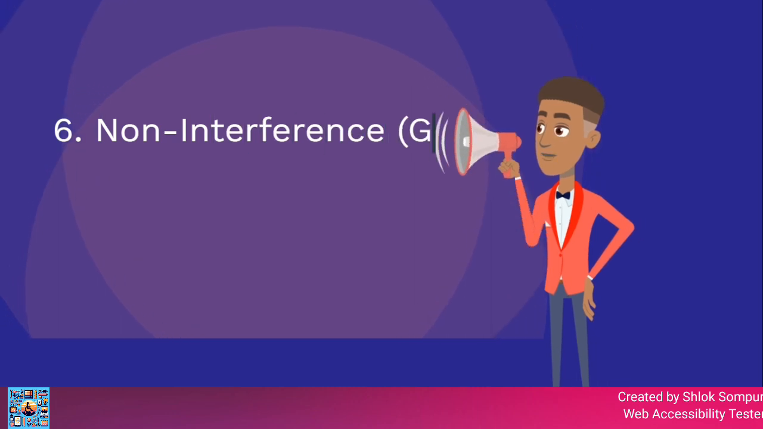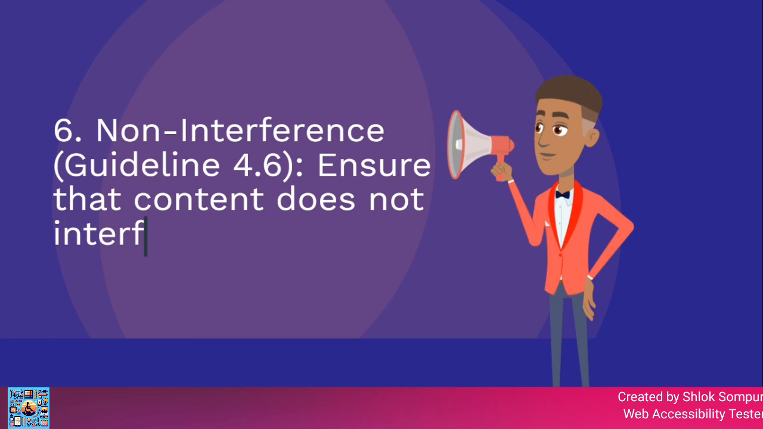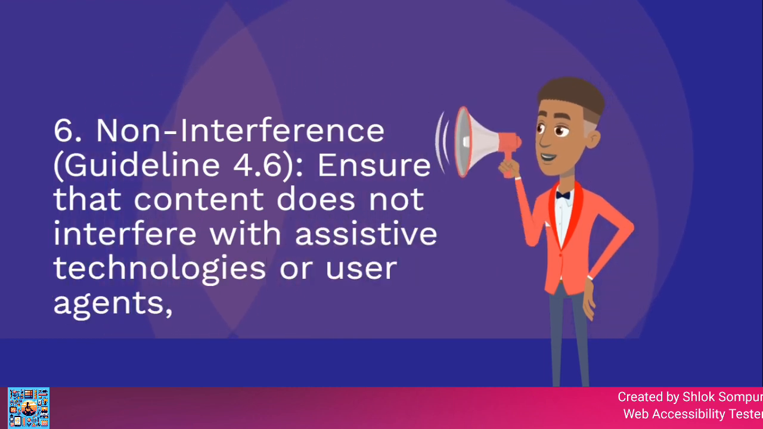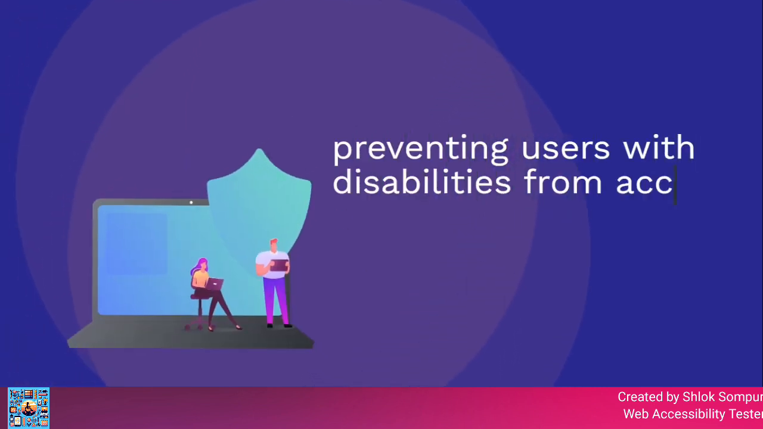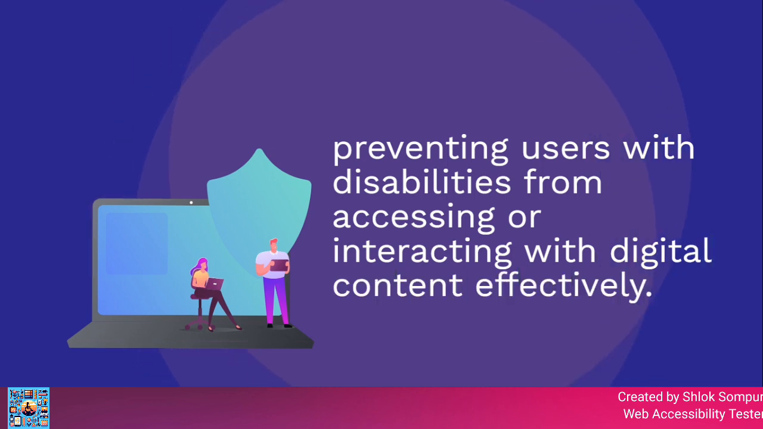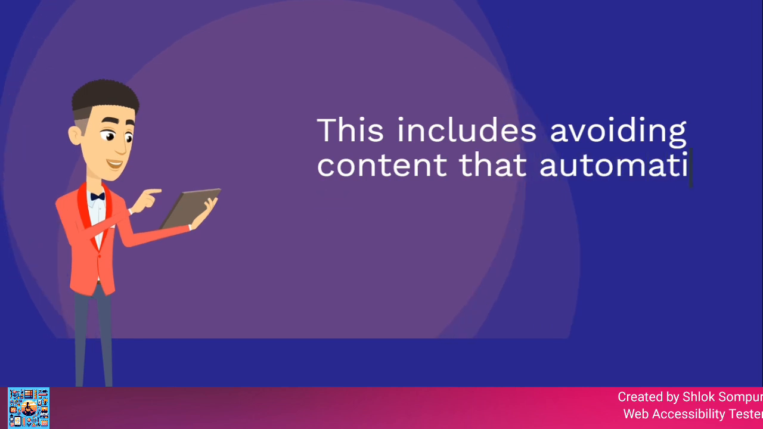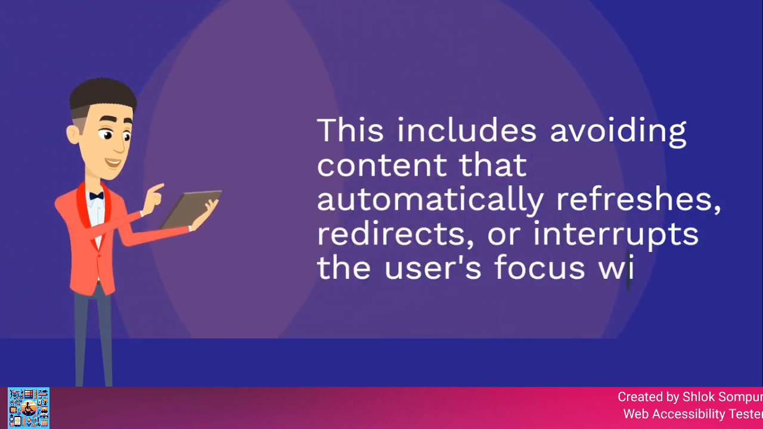6. Non-interference. Guideline 4.6. Ensure that content does not interfere with assistive technologies or user agents, preventing users with disabilities from accessing or interacting with digital content effectively. This includes avoiding content that automatically refreshes, redirects, or interrupts the user's focus without warning.